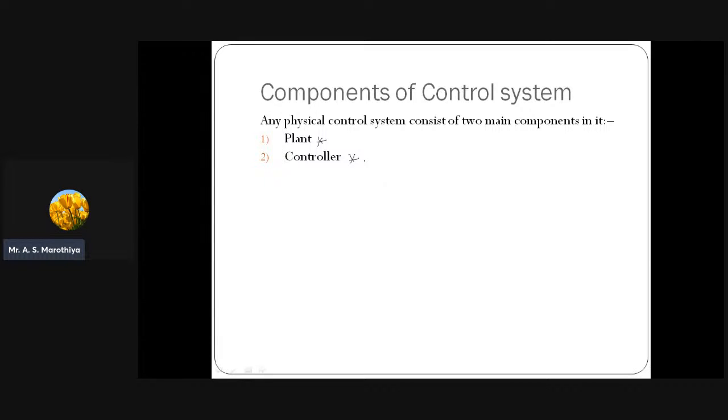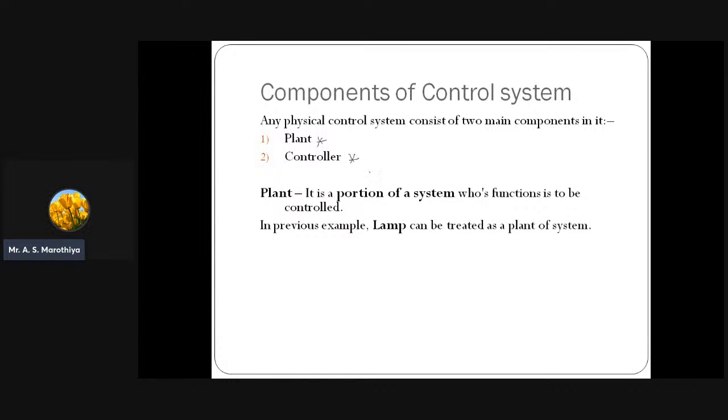Now what is plant? Plant is a portion of a system. This is very important. Plant is nothing but a portion of a system whose function is to be controlled. That is important. That means सिस्टम का वो पोर्शन जिसको आपको कंट्रोल करना है, या जिसके फंक्शन को आपको कंट्रोल करना है. If we talk about the previous example, the example which we took in the previous slide, where we have taken source, a switch, and a lamp, and all are connected in series configuration. So with respect to that example, plant is nothing but the bulb, or you can say the lamp.